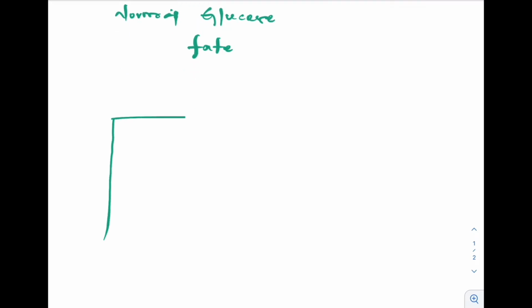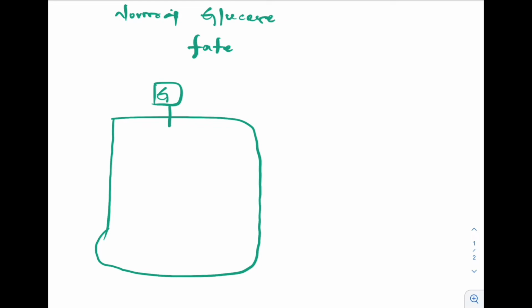Assume this is a normal cell, and of course a normal cell takes up the glucose. And this glucose may enter into two pathways based on the presence or absence of oxygen. If oxygen is present, it forms pyruvic acid. If oxygen is absent, it forms lactic acid, which is called anaerobic glycolysis.